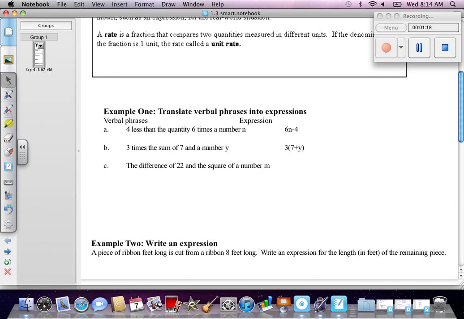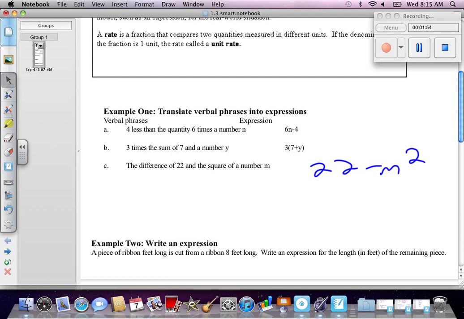All right. So, example 1, you don't have to do anything. It kind of gives it to you. It's just more examples. 4 less than the quantity of 6 times a number n. That means 6n minus 4. 3 times the sum of 7 and a number y. So 7 plus y times 3. The difference of 22 and the square of a number m. That means 22 minus m squared.